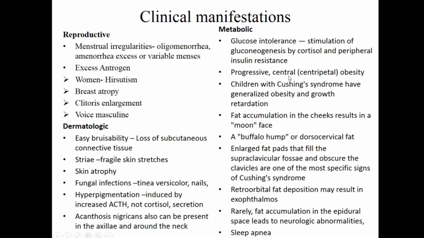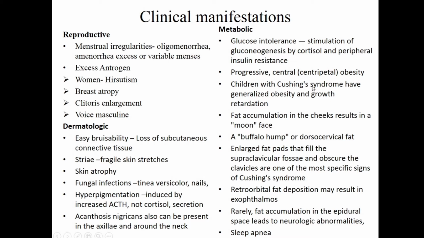There will be progressive central obesity. Children with Cushing syndrome also have obesity and growth retardation. So you see, in children, you have to mention this. This is very important as far as the pediatric age group is concerned. If the patient comes with growth retardation, suppose the parents bring the child to you and say that this patient is not growing up, but instead he is gaining a lot of weight and becomes so obese, you will have to consider Cushing syndrome.